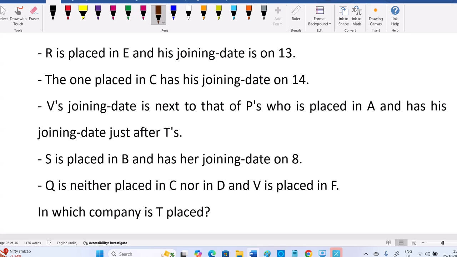R is placed in E company, direct data. S is placed in B company. S's joining date is given. C's joining date is given. R's joining date is given. So you just map those first. Then almost half the burden is done. There are a lot of other questions, but I am keeping only one question here: in which company is T placed? Only one I kept, but a lot of other questions are possible.